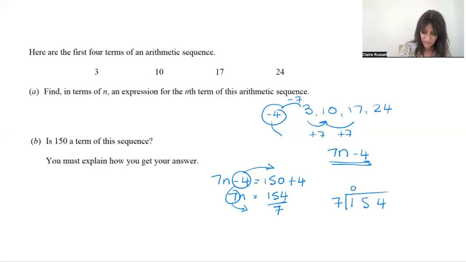7s into 1 don't go, carry your 1. 7s into 15 go 2, remainder 1. 7s into 14 go 2. Nothing left over, it goes perfectly, so yes. And all that working out is my explanation, but you could put a better sentence together by saying, yes, it goes exactly. But yes, with that working out, should get you full marks.